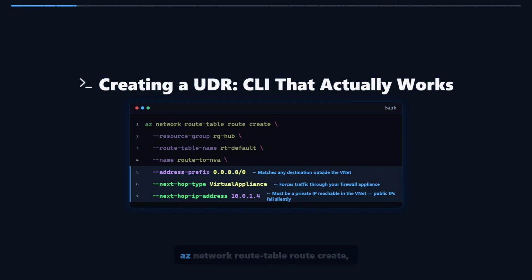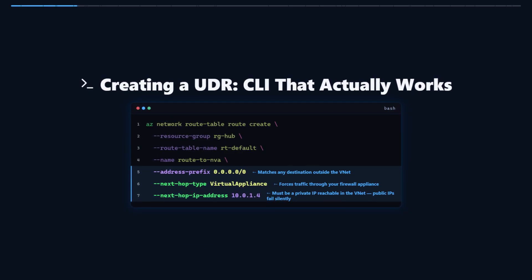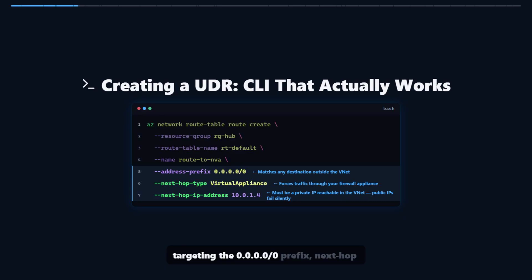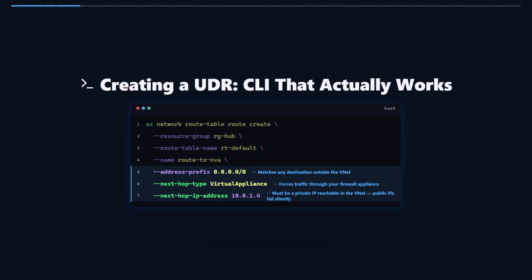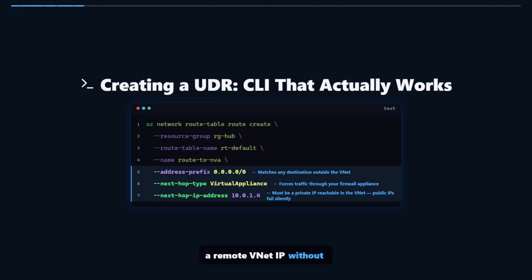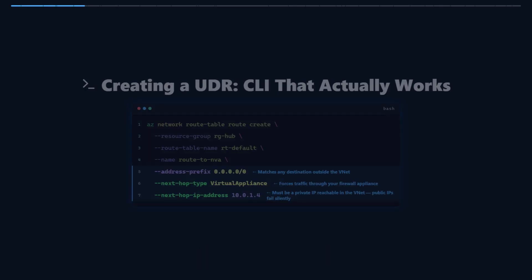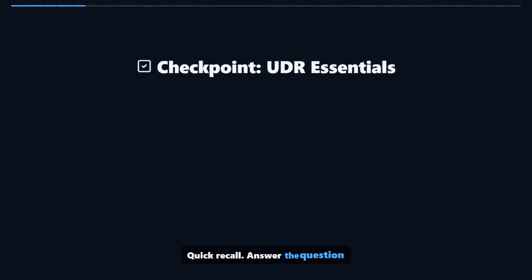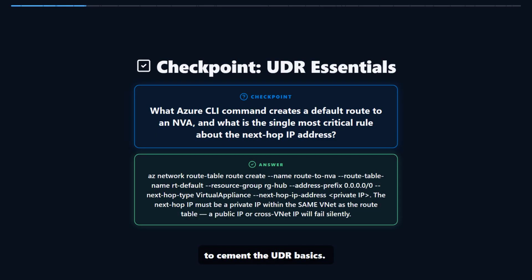Here it is: az network route-table route create, targeting the 0.0.0.0/0 prefix, next hop type virtual appliance, and the NVA's private IP. That's it. And keep in mind, the next hop IP must be reachable within the VNet. It can't be a public IP or a remote VNet IP without proper connectivity. Quick recall. Answer the question to cement the UDR basics.